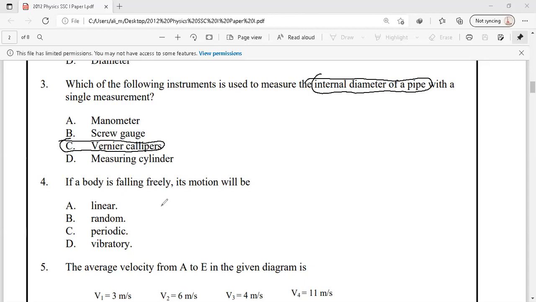Question 4. If a body is moving freely or falling freely, the type of motion is linear motion. Whenever we drop a body from a certain height, it always falls in a straight line. So the type of motion in that case is linear motion. So the correct option we have is option A.